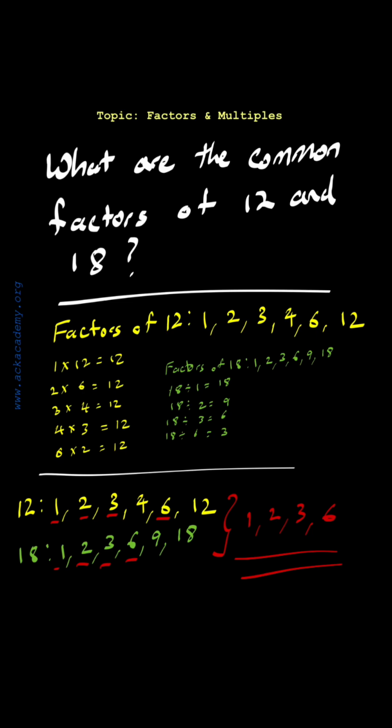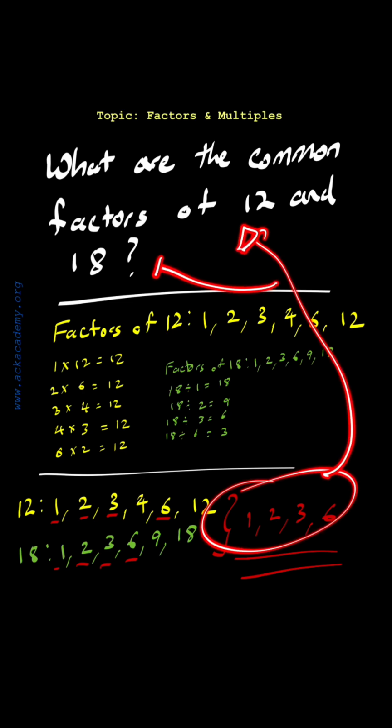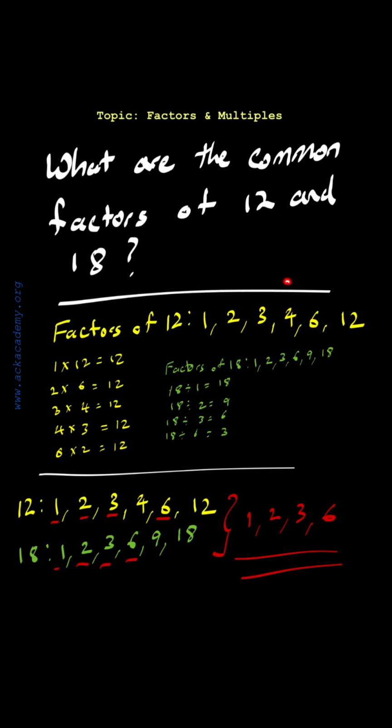That means these numbers can go into both 12 and into 18. And we're going to know in a future lesson why that's important to find. There's definitely a reason why these numbers are important, and why we can put them into 12 and we could also put them into 18. There's a very, very important reason why we need to know how to do this.